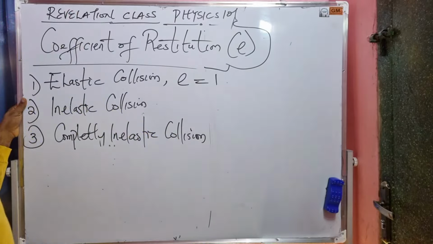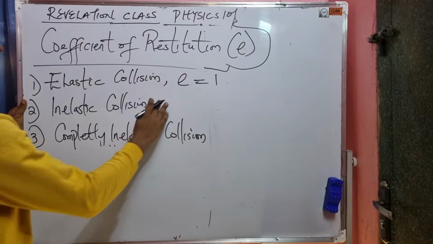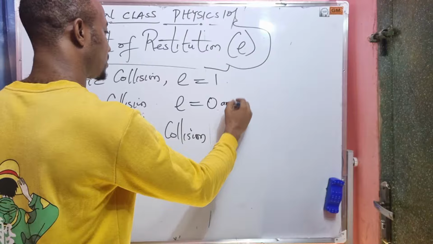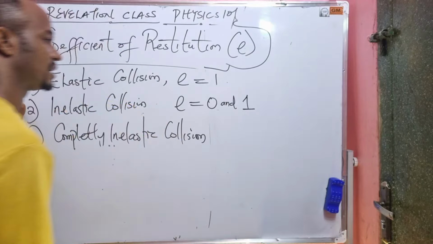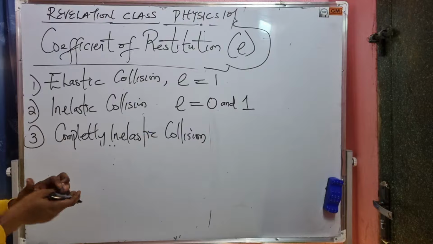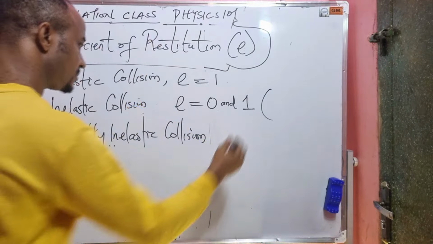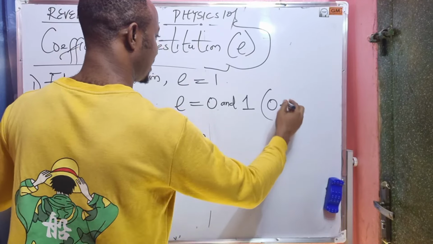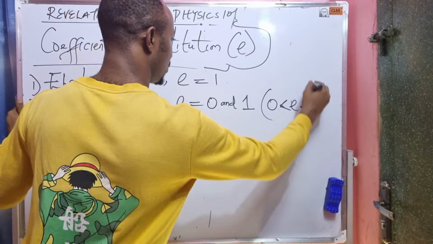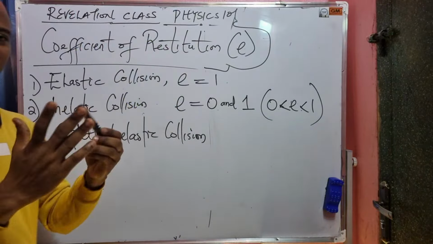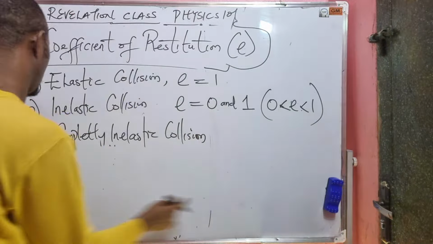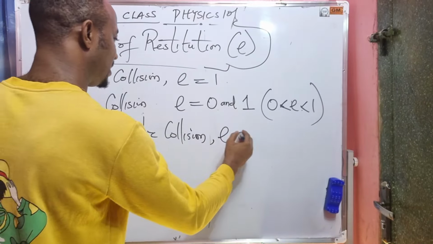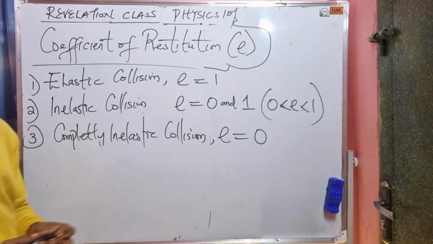So that means that under elastic collision, coefficient of restitution E is equal to 1. For inelastic collision, the coefficient of restitution is between 0 and 1, meaning 0 is less than E, less than 1. Then for completely inelastic collision, E is equal to 0. Please don't forget this.